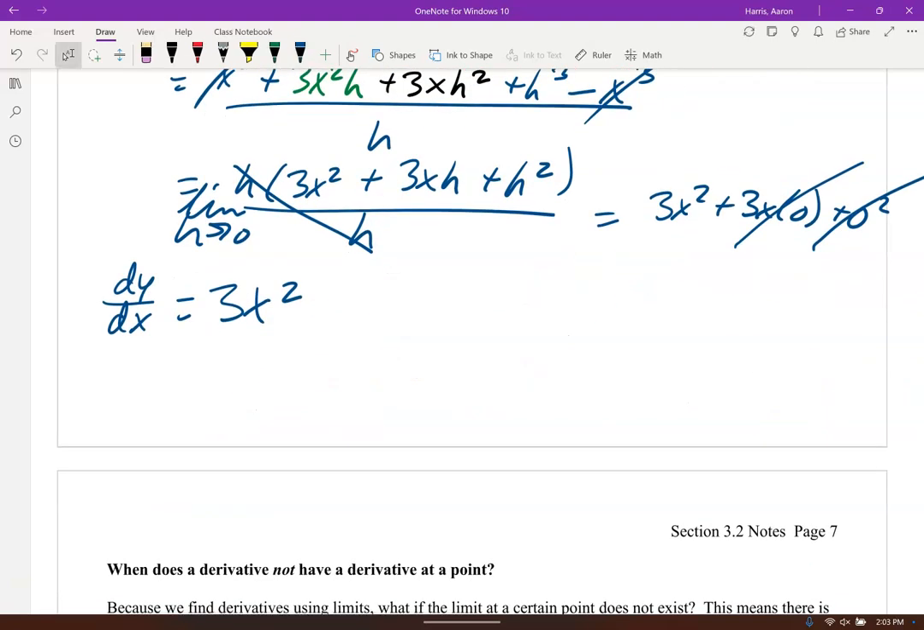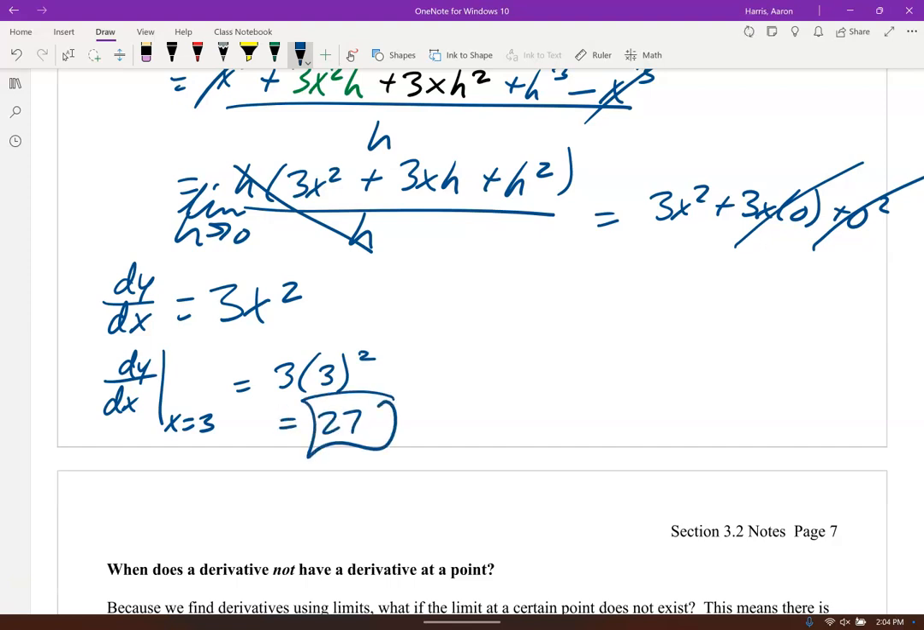Now, they gave us this notation: find it at x being 3. So throw it in: 3 times 9, 27. That's the derivative when x is 3, dy dx at x equaling 3. So just a little different notation you should play with a little bit. Okay.